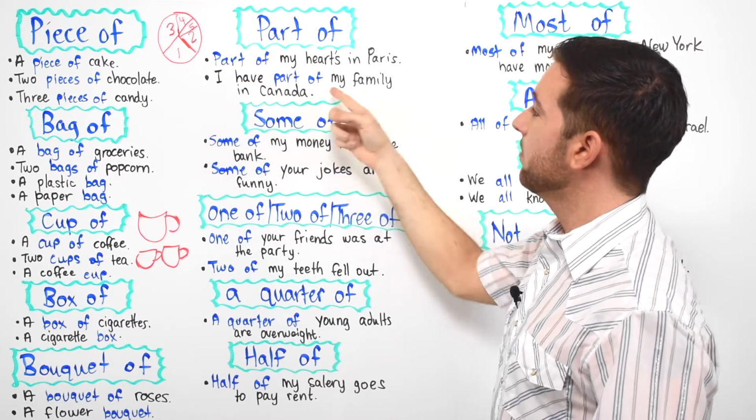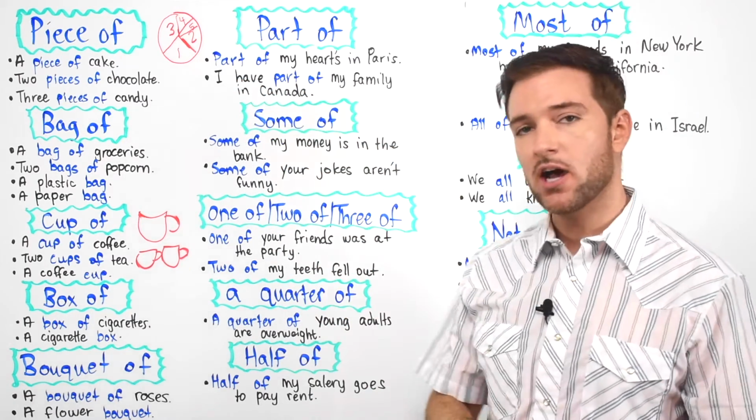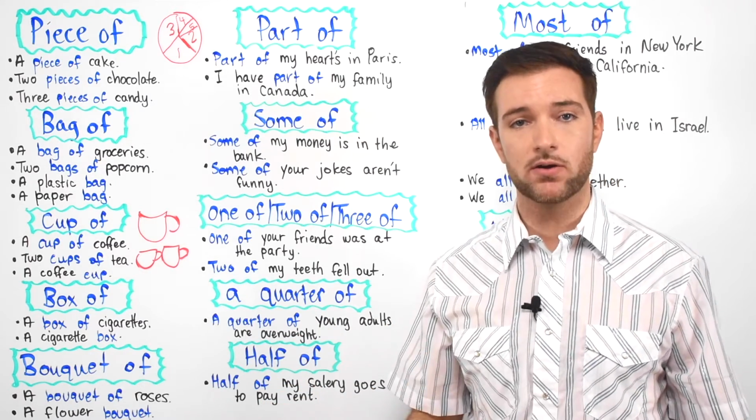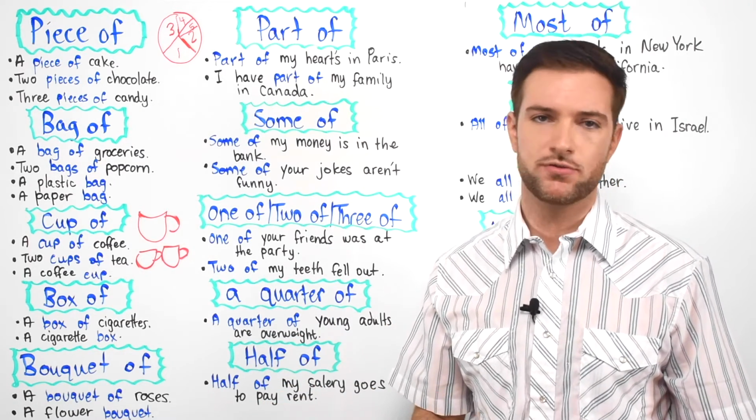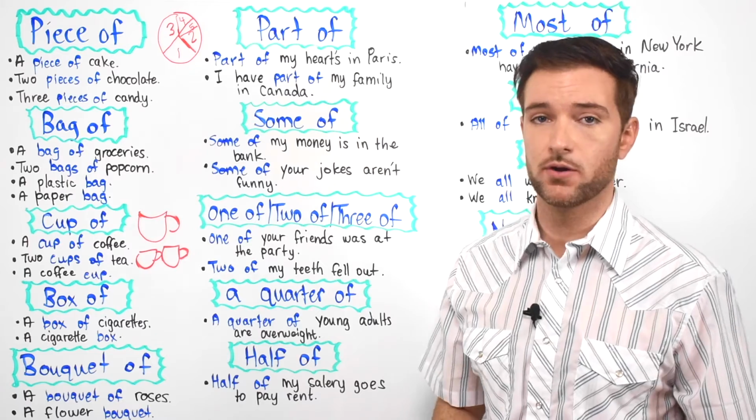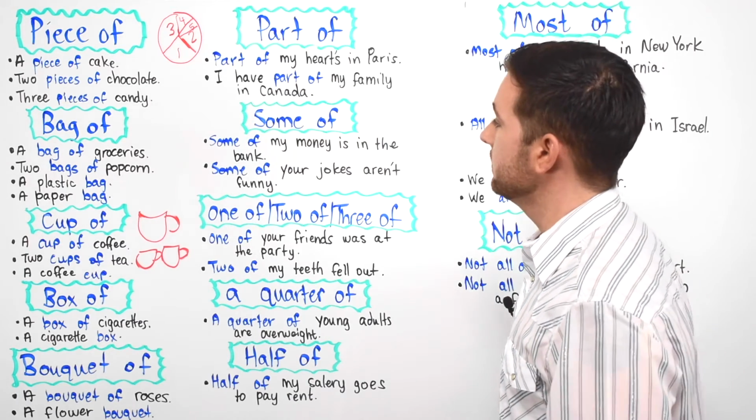And I have part of my family in Canada. So not all of your family, but part of your family. Maybe one member, two members, or three members of your family. Okay? So let's go ahead and continue.